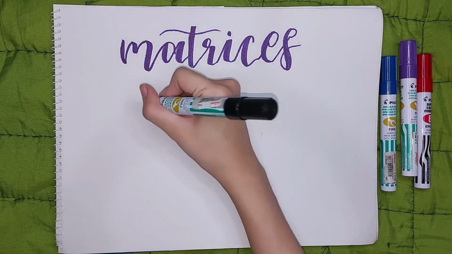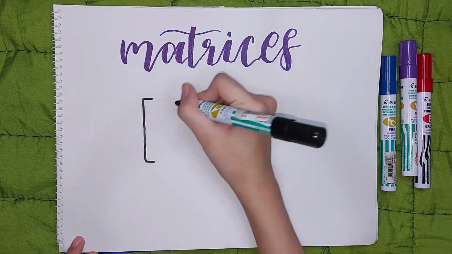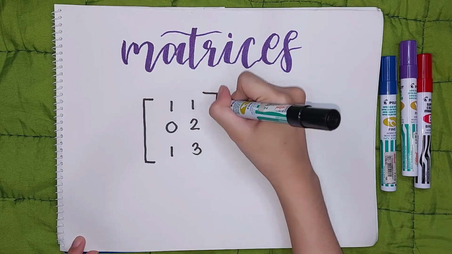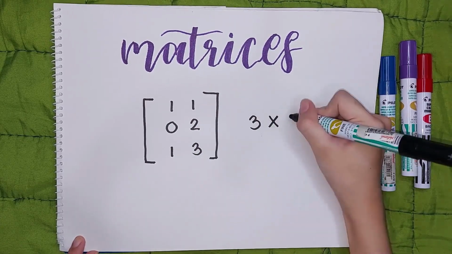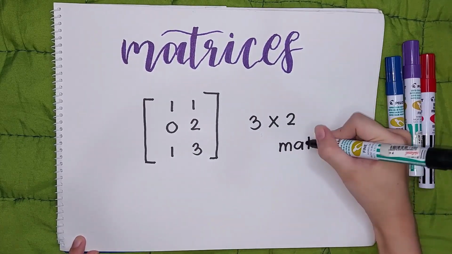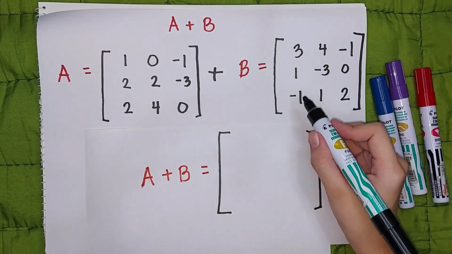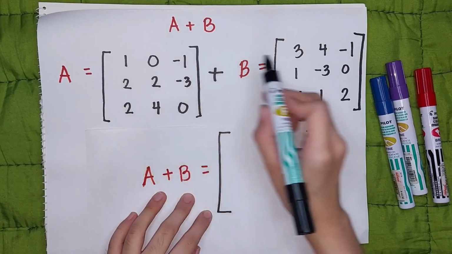A matrix is a rectangular array of numbers. A matrix with m rows and n columns is called an m by n matrix. Here is an example of a 3 by 2 matrix. It has 3 rows and 2 columns. For addition in matrix arithmetic, just add A and B at the same places.